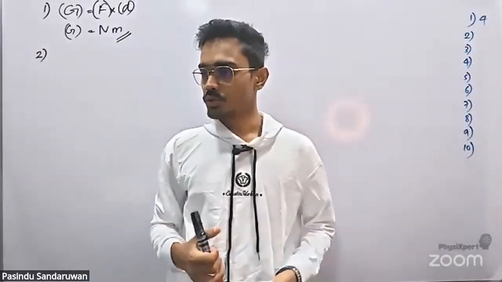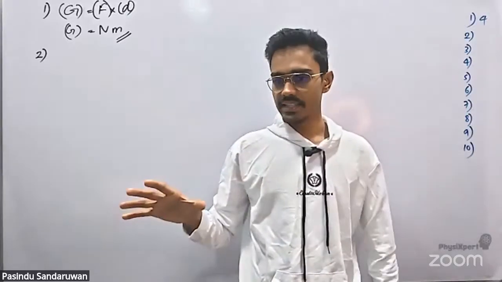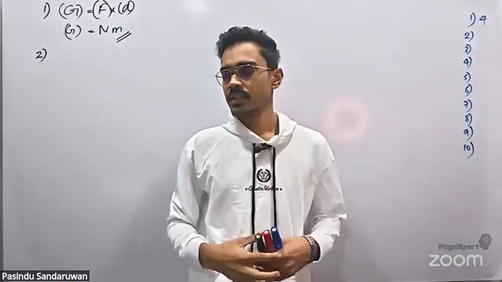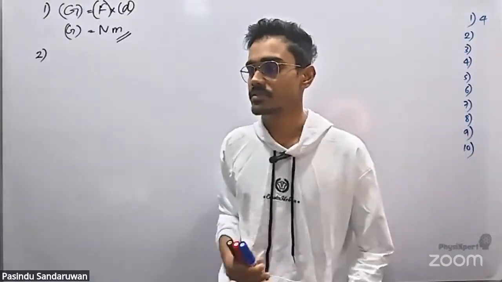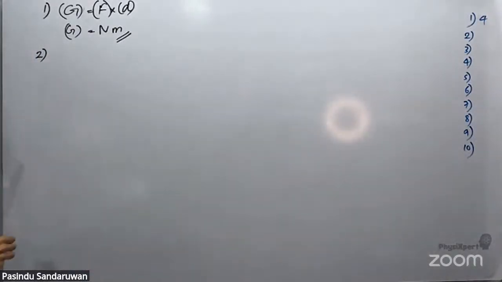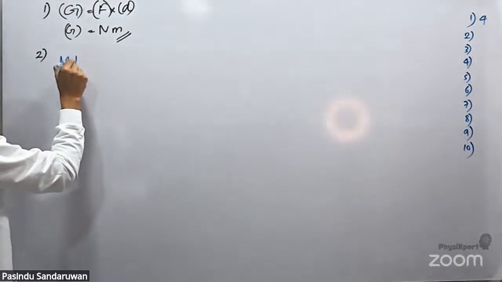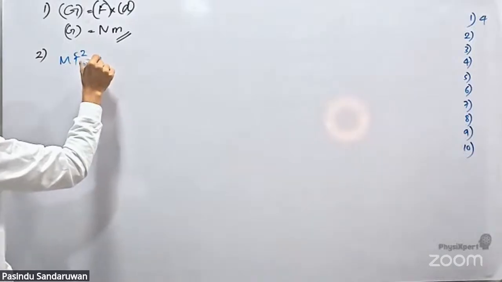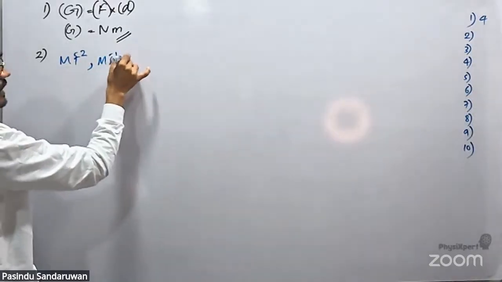Second one. Which of the two sets given below are the same in dimensions? You have to know the dimensions of all of these quantities by now. There cannot be any physical quantity that you don't know the dimensions of. First one, surface tension and pressure. The dimension of surface tension is MT^-2, and the dimension of pressure is force over area, so that is ML^-1T^-2.